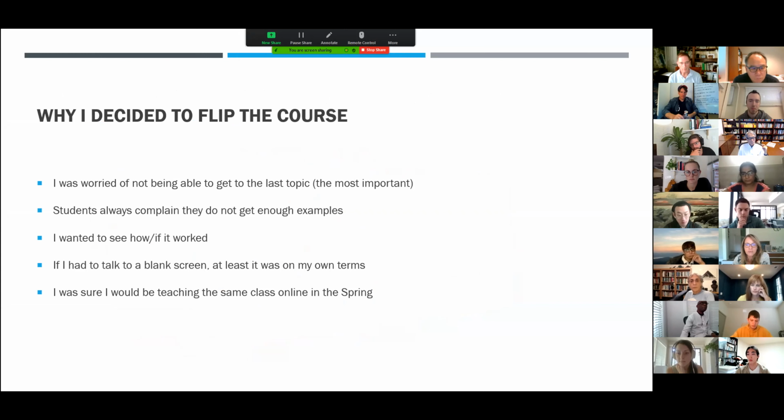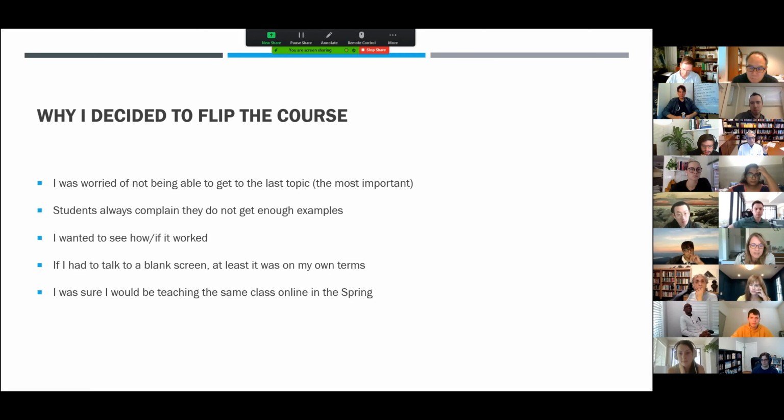So why I decided to flip the course: first, I was worried about not being able to get to the last topic in the class, which is very important for them because they need to get to hypothesis testing to do the lab project and to get to the statistics course. And I need to get to the end. In my class, the students always complain that they do not get enough problems and examples with me, and so I thought this would give me that option. I always tickled with the idea of flipping some of this class, so this was a great opportunity for me to do it.